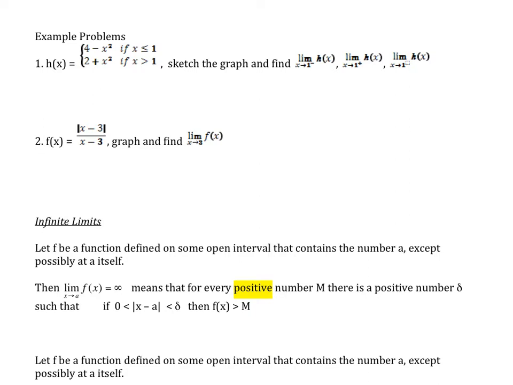So on this one, we're asked to sketch a graph. So I'm going to sketch the graph right over here on the side. And I've got this upside down parabola, 4 minus x squared, if x is greater than or equal to 1. So at 1, I'm going to get a value of 3. So 1, 2, 3, right there.